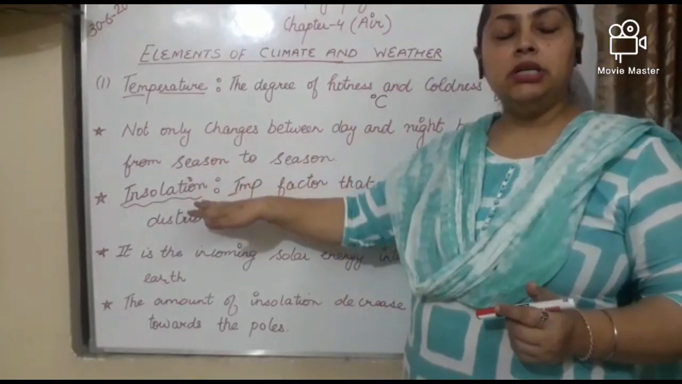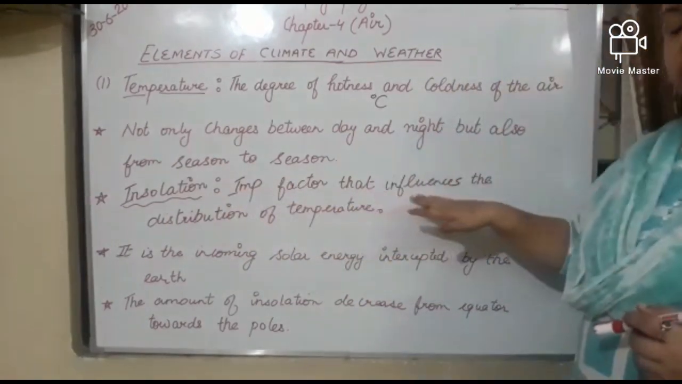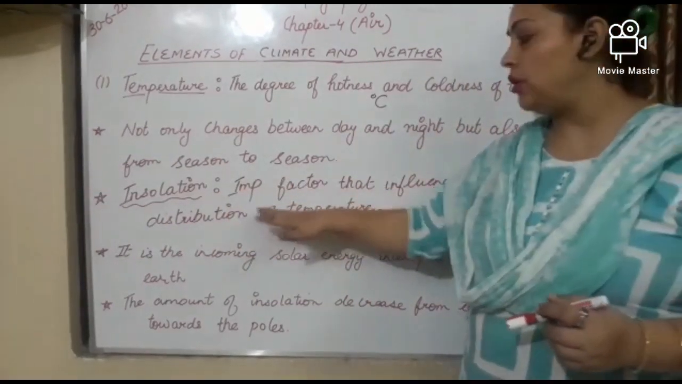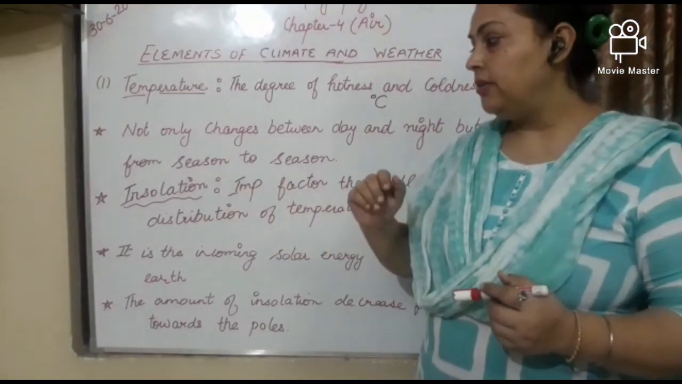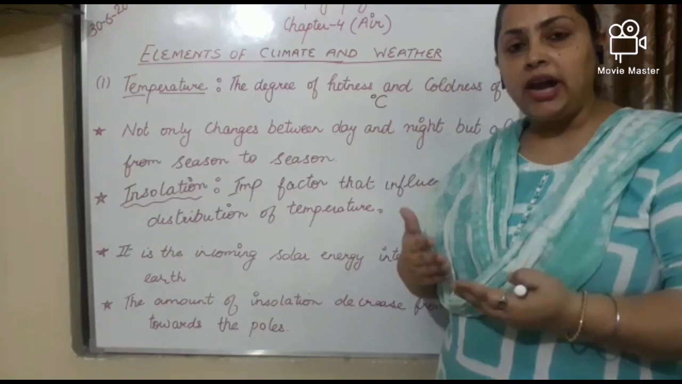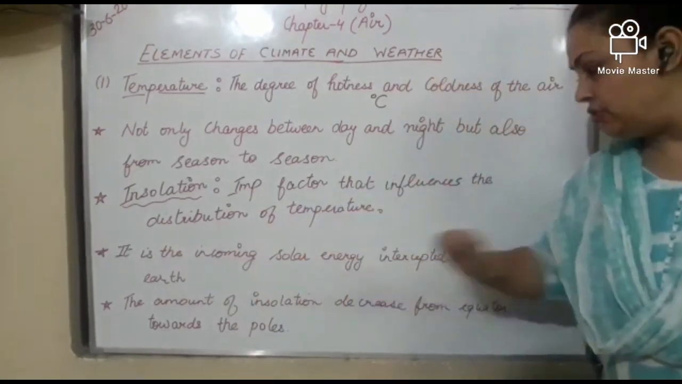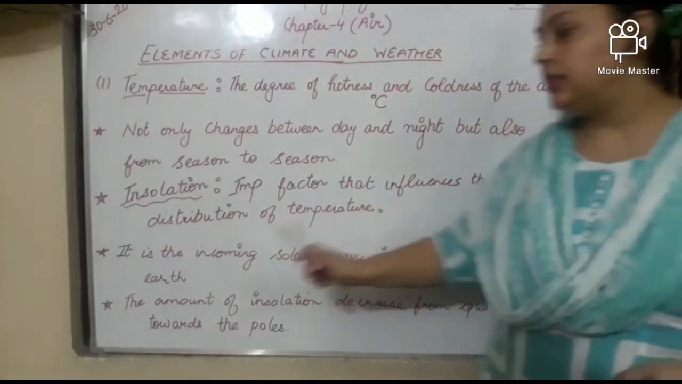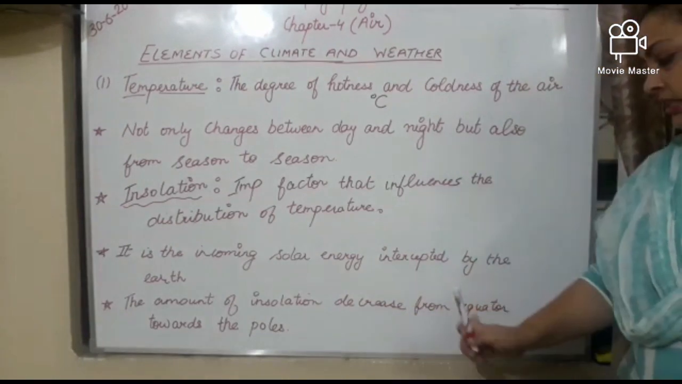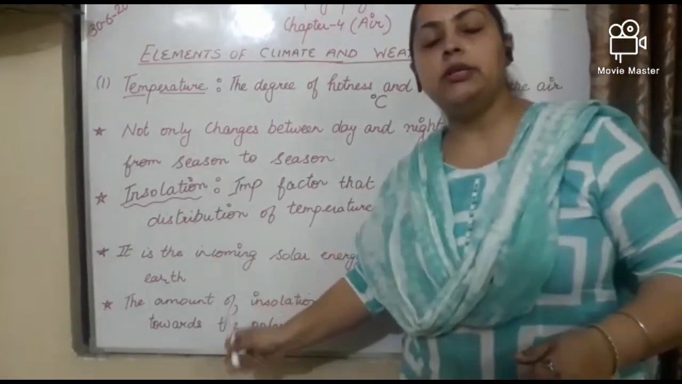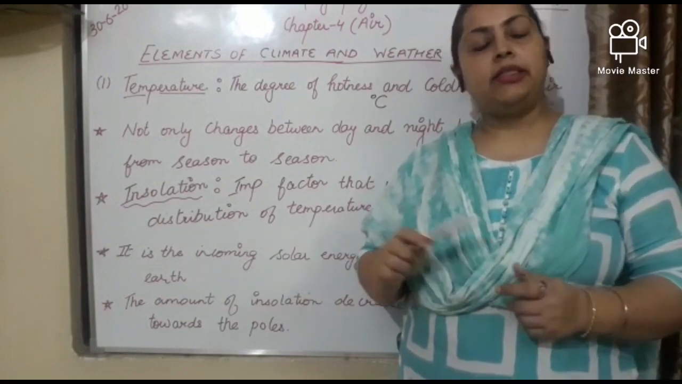Now, there is a word, insolation. Insolation is an important factor that influences the distribution of temperature. Why is it important? First of all, let us define what we mean by insolation. It is the incoming solar energy intercepted by the earth. The amount of insolation decreases from the equator towards the poles. Therefore, the temperature decreases in the same manner.